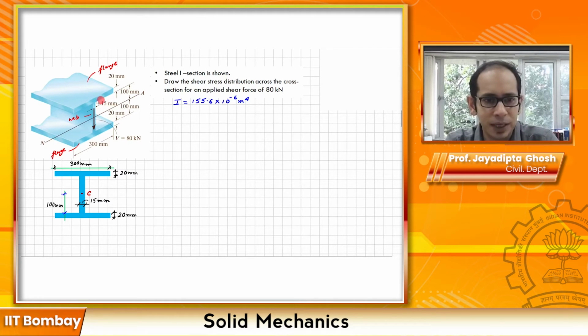What this problem says is that this steel I section is subjected to a shear force of 80 kilonewtons. So this V is 80, and what this problem asks you is to draw a sketch of the shear stress distribution across this cross section that you have.